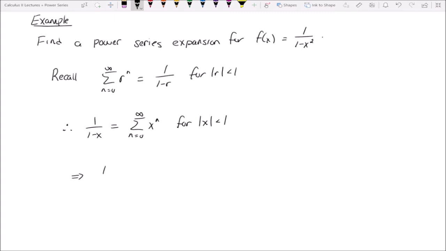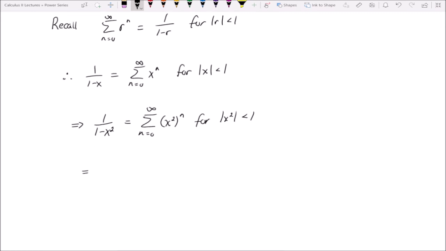And notice what this implies. 1 over 1 minus x squared would be the series n equals 0 to infinity, x squared to the n for absolute value of x squared less than 1. So what we have is 1 over 1 minus x squared is the series n equals 0 to infinity of x to the 2n for absolute value of x less than 1.